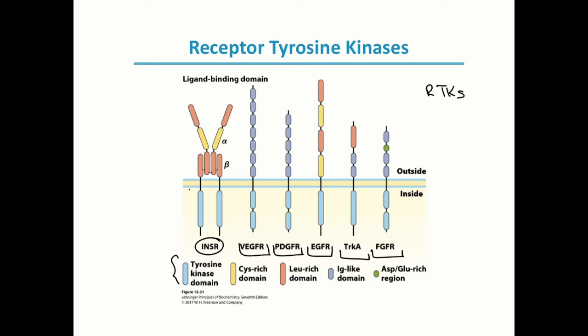What these have in common is they all have a tyrosine kinase intracellular domain, which is on the cytoplasmic side of the plasma membrane. And then the extracellular domain varies from receptor to receptor, reflecting the different growth factor specificities. And these extracellular domains, shown on this side, are typically combinations of structural motifs such as cysteine or leucine-rich segments and segments containing one of several motifs common to immunoglobulins.